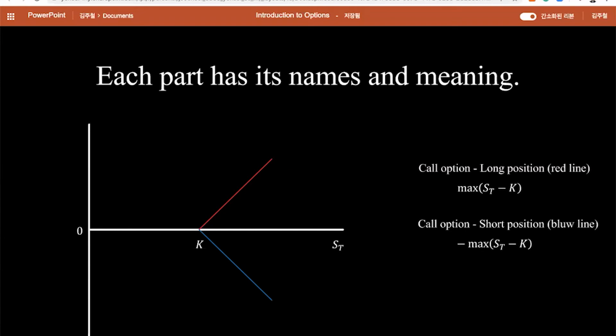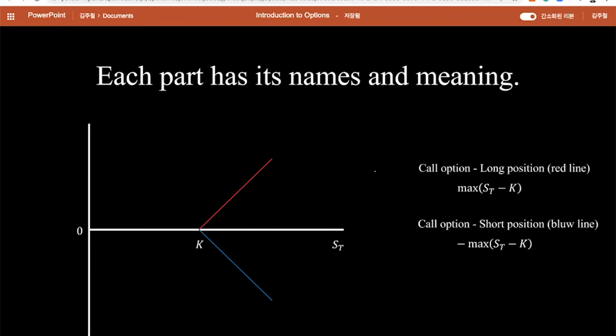I have another question. The blue line is K minus ST. Yep. Okay, I hope everyone can see the chat. Ihandong asked me whether the blue line is K minus ST.